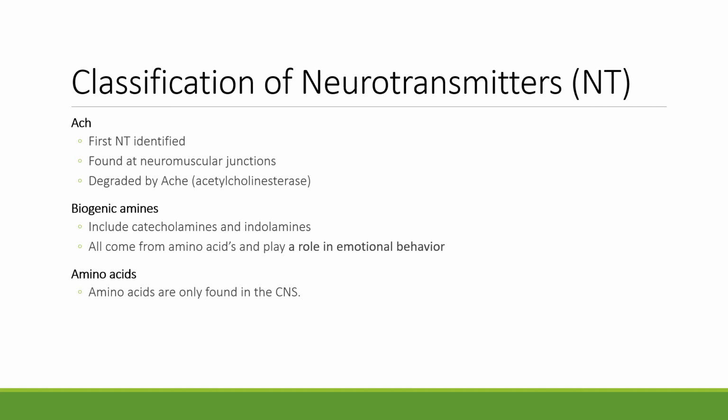Amino acid neurotransmitters are found only in the central nervous system. Peptide neurotransmitters serve many functions. They are mediators of pain, and they are natural opiates.